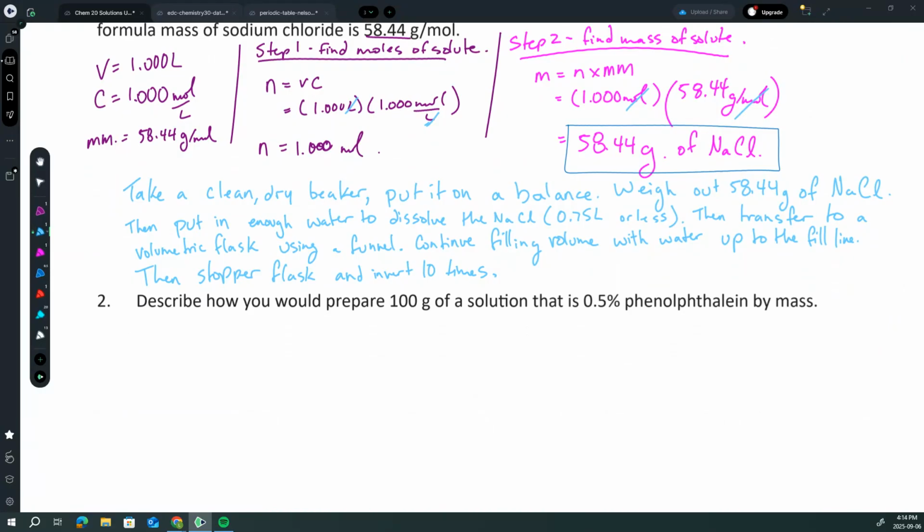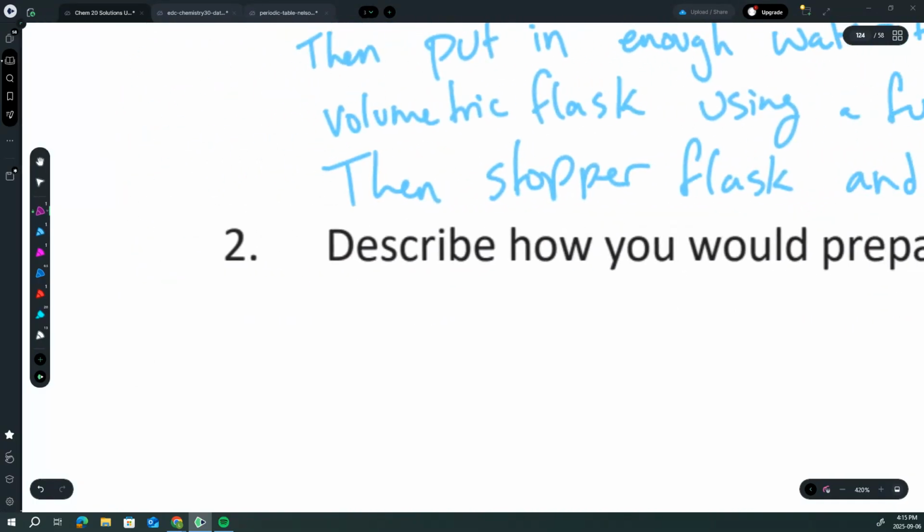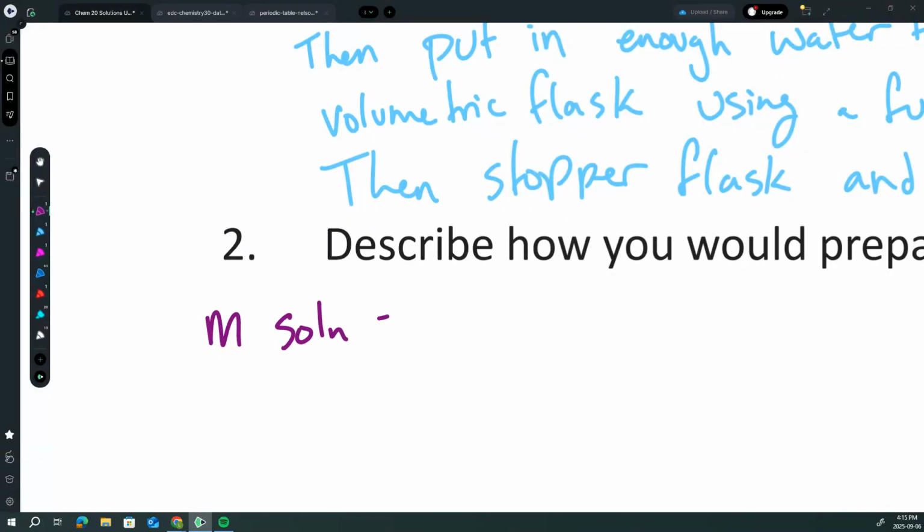For the next example, describe how you would prepare 100 grams of a solution that is 0.5% phenolphthalein by mass. So this is a percent mass by mass calculation that we need to do. How I know it's percent mass by mass is because it says by mass, and also it says that we have 100 grams of our solution. So mass of solution is going to be 100 grams.